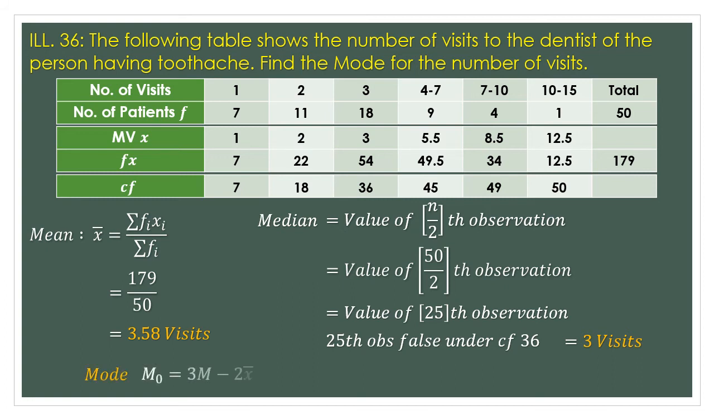Next, we have to calculate mode using the empirical method, which is Mo is equal to 3M minus 2 x bar. The M is 3, x bar is 3.58. So when you simplify it, you get 9 minus 7.14, getting the answer 1.84 visits. So the mean visits are 3.58, the median visits are 3, and the modal visits are 1.84. Okay, so I hope you guys are getting how we are doing these empirical methods.